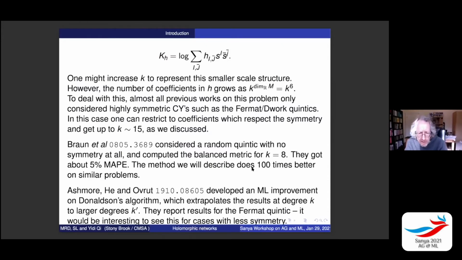Okay. So does machine learning help with this? And the general expectation would be, well, yeah, in machine learning problems, people deal with images with millions of variables and models with billions of parameters. So sure, why not? And so in a work that explored this initially, Ashmore, Yang-Hui He, Ovrut, and collaborators developed a machine learning improvement on Donaldson's algorithm, and studied this for the quintic.